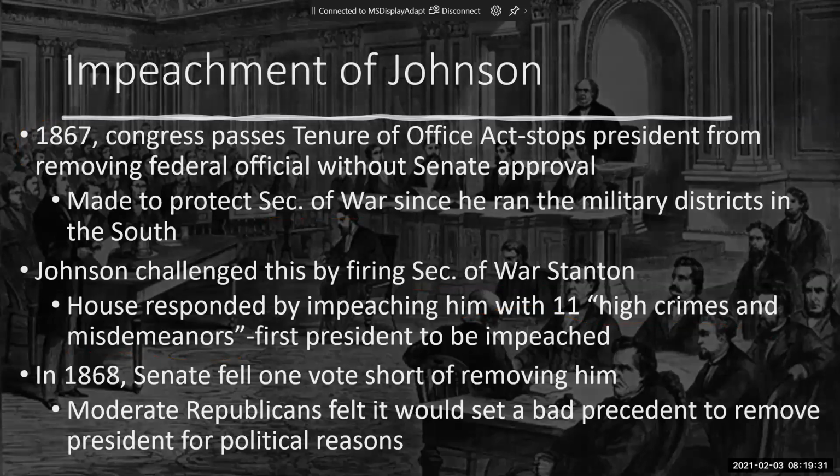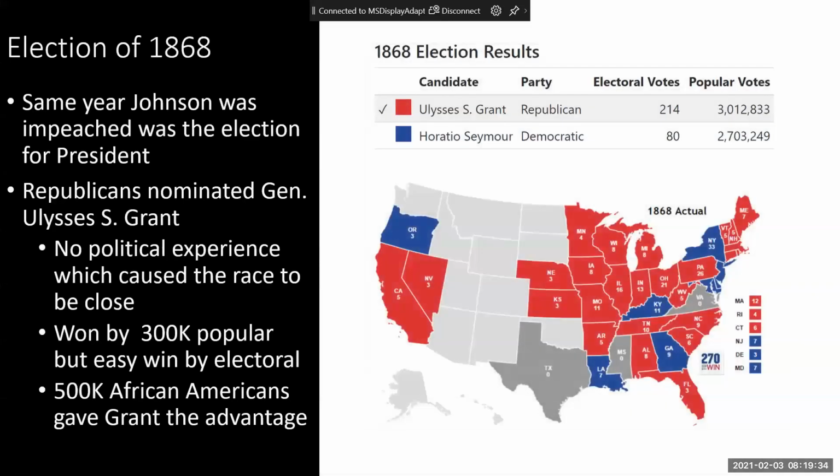At the same time, when the elections come around and someone's been impeached, it doesn't help their odds. So Johnson is up for election, but the Democrats do not push him forward as their candidate because they realize it wouldn't even be close. In general, the Democrats don't have much of a chance at this point. The Republicans put forward Ulysses S. Grant, who remember is the general crucial to the win in the Civil War, who implemented the total war concept. So he was seen as a war hero.